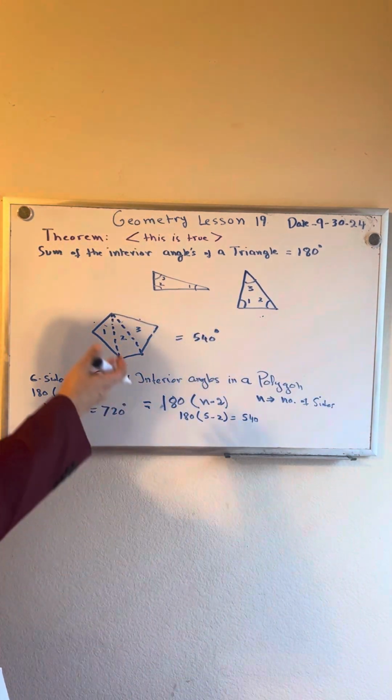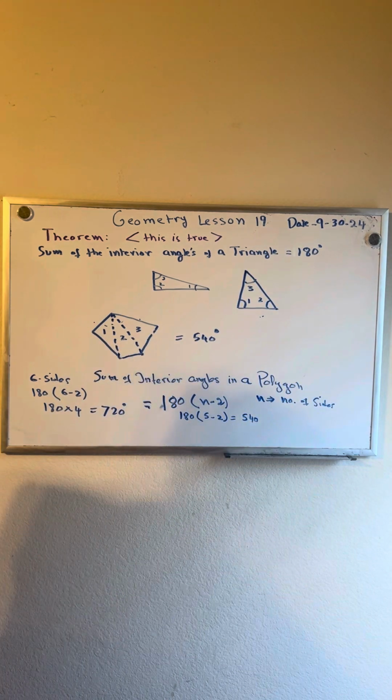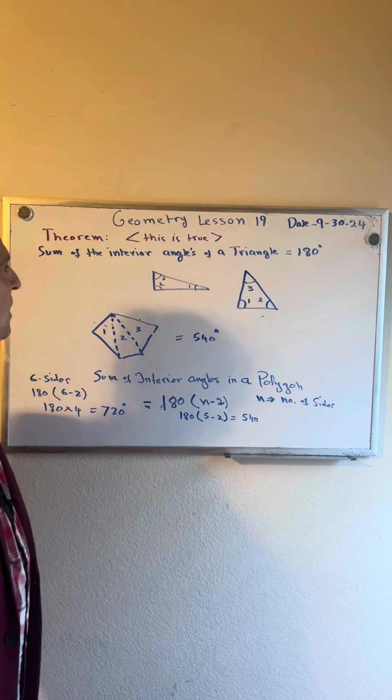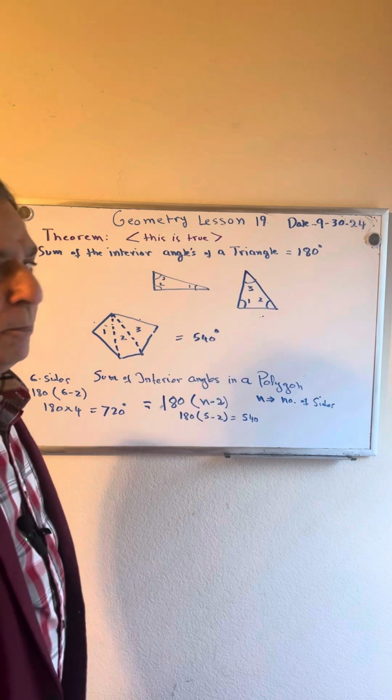So ladies and gentlemen, this was the presentation on geometry lesson number 19. The theorem is that the sum of the interior angles of a triangle is 180, and I basically just proved it to you.